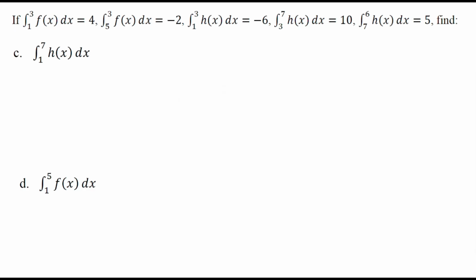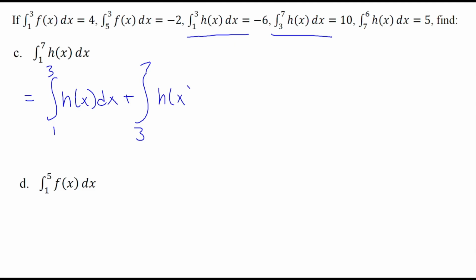These next couple here are using the same known integral values. So now we want the integral from 1 to 7 of h of x. Well, you can see up here that I have 1 to 3 and 3 to 7 of h. And so this integral should be the same as the integral from 1 to 3 of h plus the integral from 3 to 7 of h. Because I'm taking the area from 1 to 3 and adding it to the area from 3 to 7. That should give me the total area from 1 to 7.